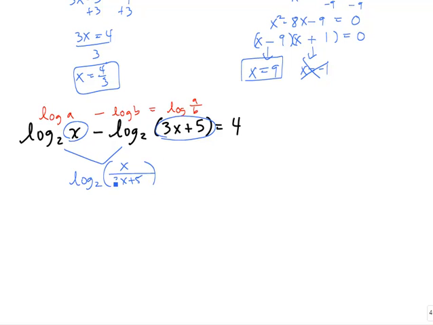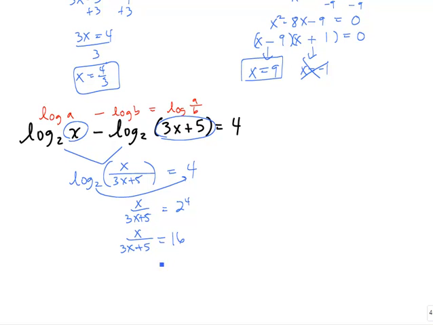Notice again here that it's a single log. So to solve this, now that we have a single log, we're going to take 2 and raise it to the 4th, and that has to equal this whole big fraction. So let's figure out what 2 to the 4th is. 2 times 2 times 2 times 2 is 16.